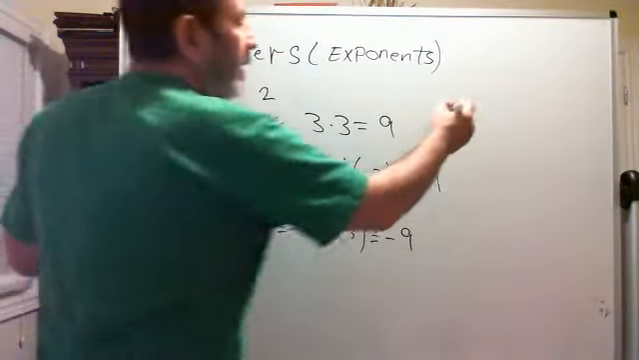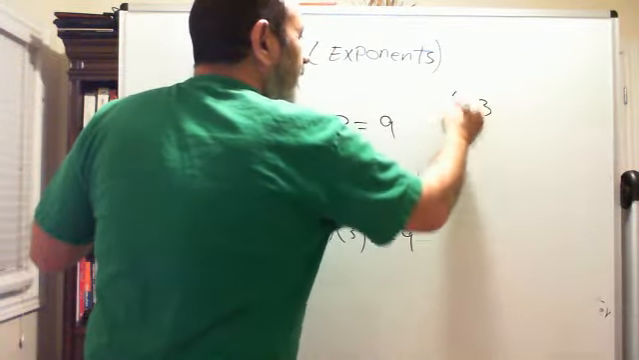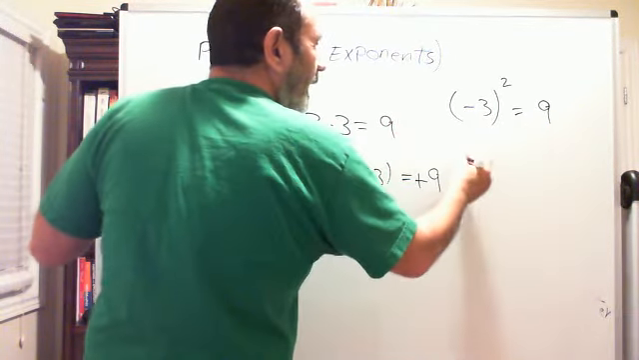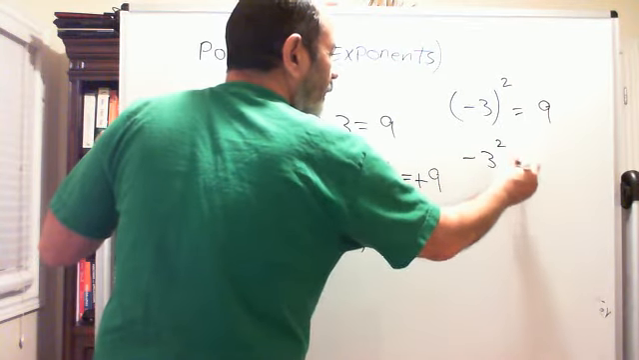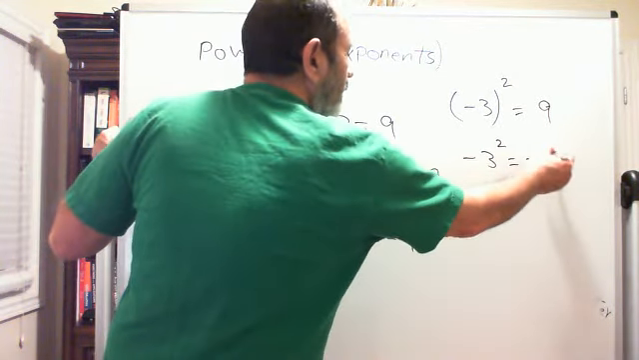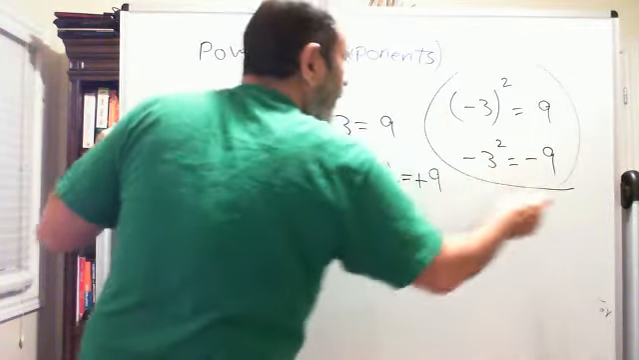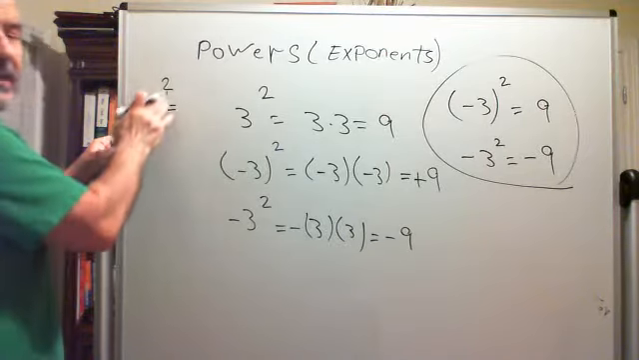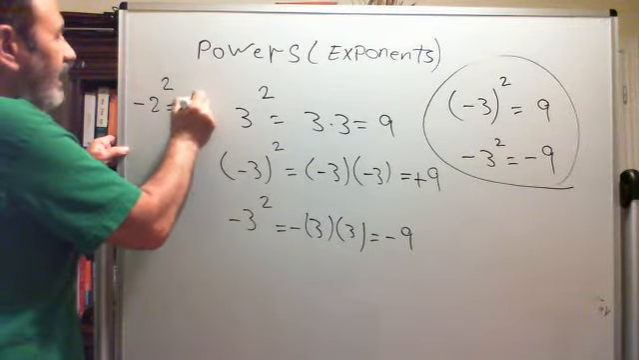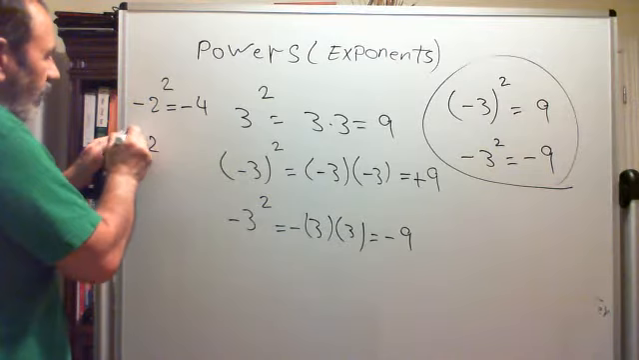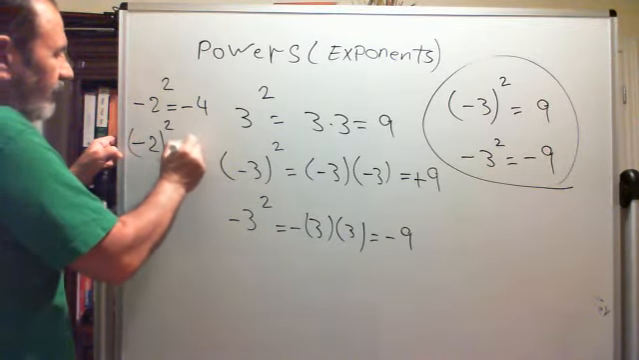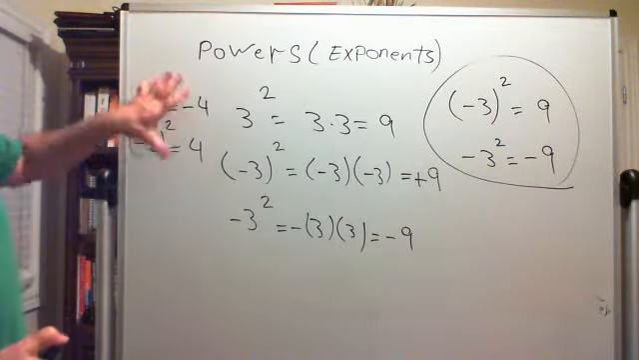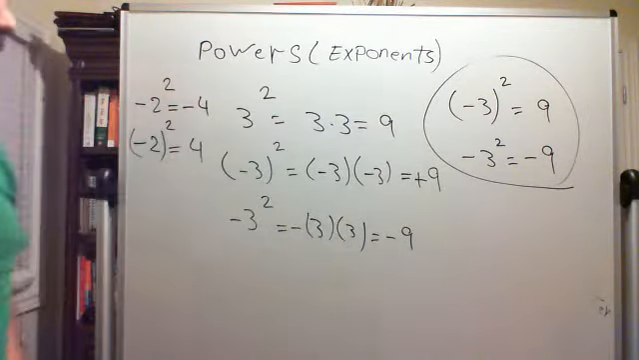Remember, negative 3 inside the bracket to the power of 2 is positive 9. Negative 3 to the power of 2, when it's not inside the bracket, is going to be negative 9. The same thing for other numbers. Negative 2 to the power of 2, because it's not inside the bracket, is going to be negative 4. And negative 2 inside the bracket to the power of 2 is going to be positive 4. Remember this type of example so that you don't make mistakes.